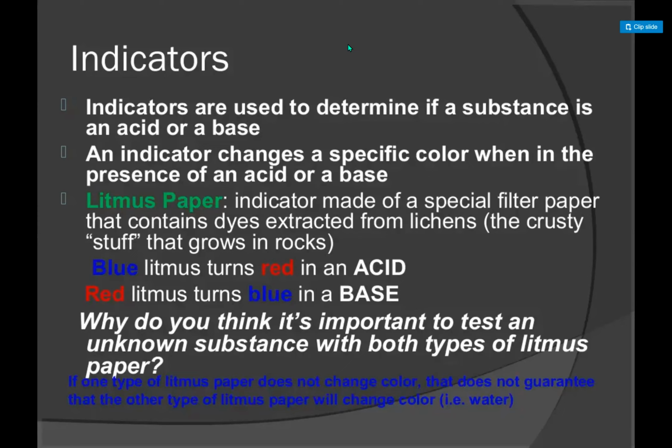So why do you think it's important to test an unknown substance with both types of litmus paper? If one type of litmus paper does not change color, that does not guarantee that the other type of litmus paper will change color. That is water. Because litmus paper cannot change its color in the presence of water.